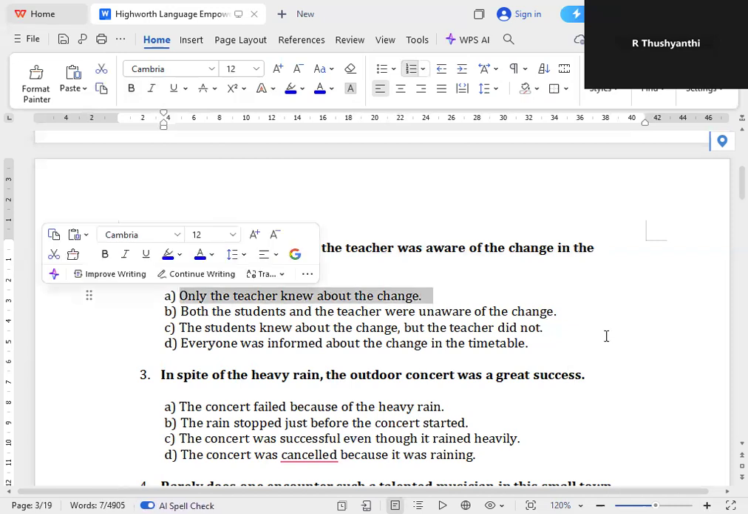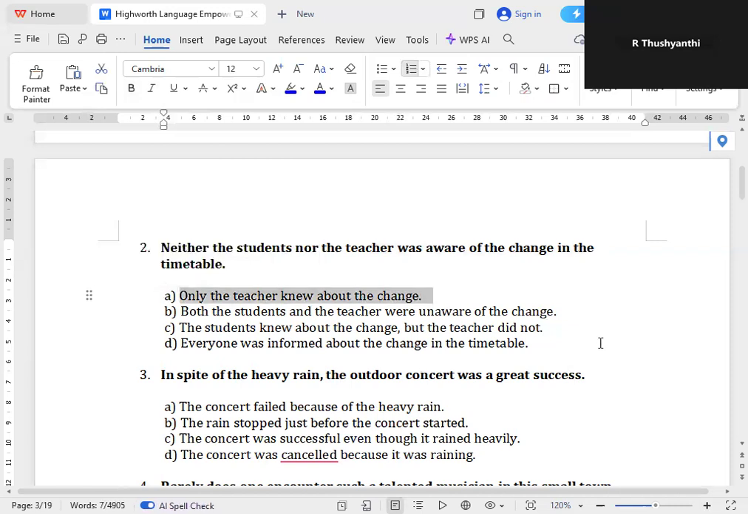So it's wrong, right? Both students and the teacher were unaware of the change. Yes, this one is correct, right? Both the students and the teacher were unaware. Here, "neither", "no" gives the negative idea. So this sentence is negative form, right? Okay. So B is correct here.